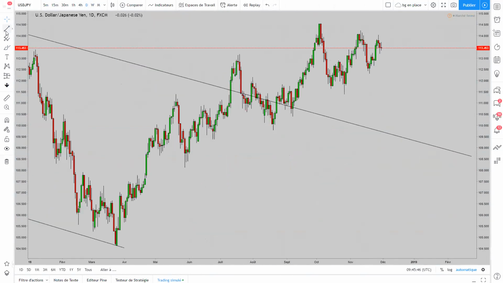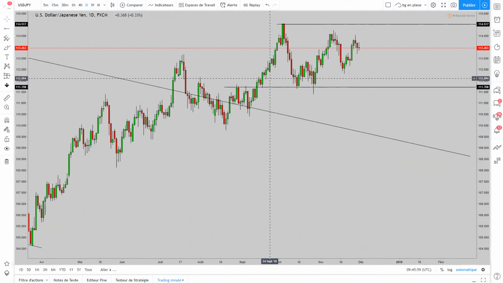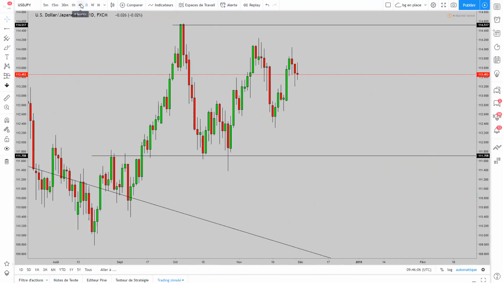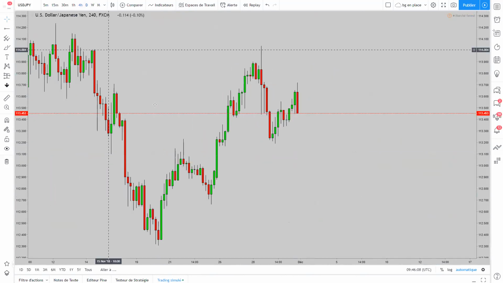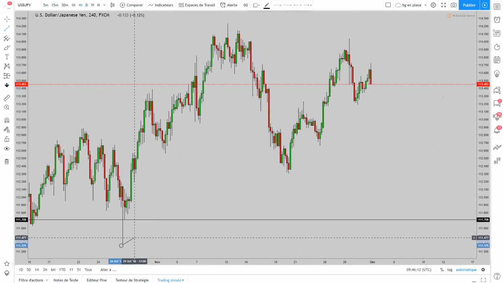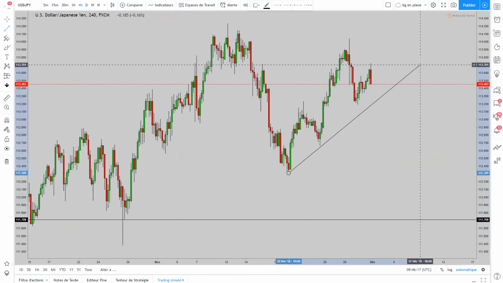Add on this some supports and resistance on the daily. This one here. On support we have this area here. Down, down, up, up. As you can see, in 4 hours, what we have is kind of a trend line now. Bullish.